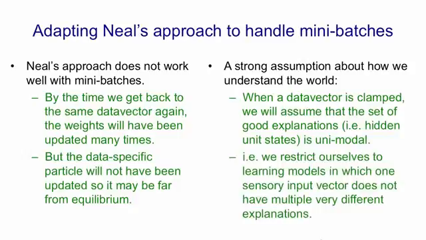This is a restriction on the kinds of models we're willing to learn. We're going to use a learning algorithm that's incapable of learning models in which a data vector has many very different interpretations. Provided we're willing to make this assumption, we can use a very efficient method for approaching thermal equilibrium, or an approximation to thermal equilibrium, with the data. It's called a mean field approximation.